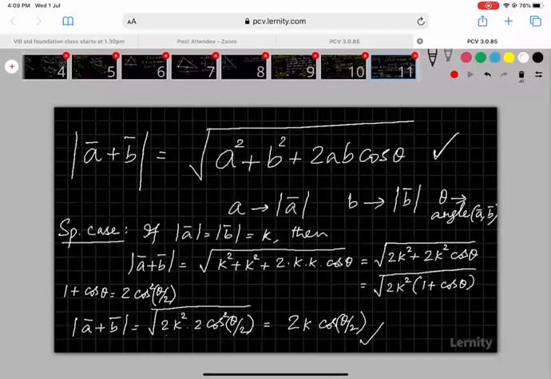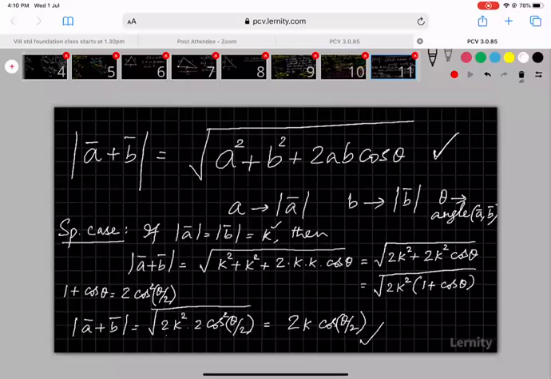Meaning, if two vectors are of equal magnitude, it's not a general parallelogram. It's a rhombus now. Adjacent sides are equal in length now. So that would be a rhombus, a special case of parallelogram. Likewise, we have a special case for magnitude of resultant. This formula 2k cos theta by 2.